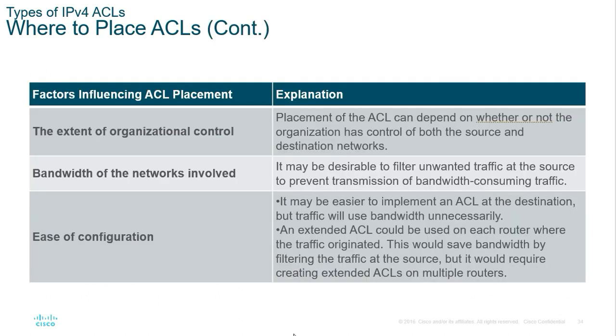Selain daripada tu, kita juga kena tengok the organizational control, bandwidth of the networks involved, and also the ease of configuration lah. Sama ada lagi senang buat dekat sini ataupun lagi senang buat dekat another interface. So contoh, it may be easier to implement an ACL at the destination, but traffic will use bandwidth unnecessarily. Sebab kita dah hantar semua sampai kat destination, then baru kita filter. Kalau paket tu kena drop, maksudnya kita dah bazirkan bandwidth yang digunakan untuk hantar paket tu ke destination. So bergantung kepada faktor-faktor inilah.